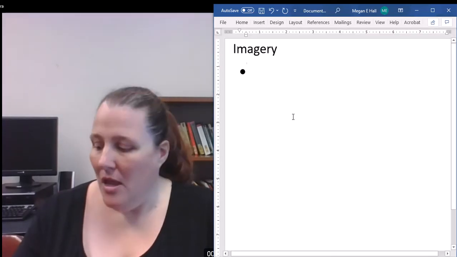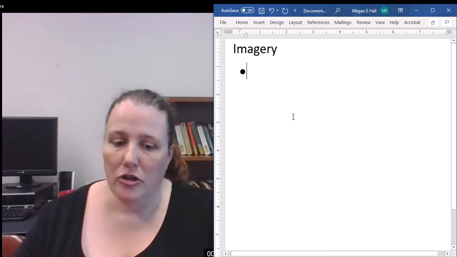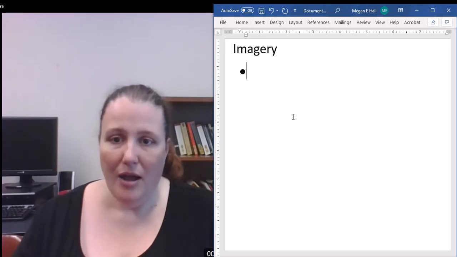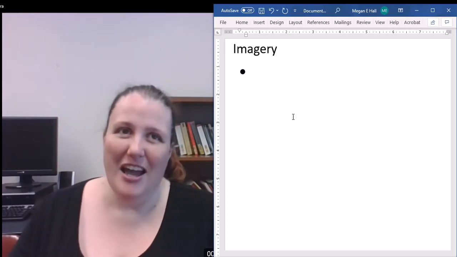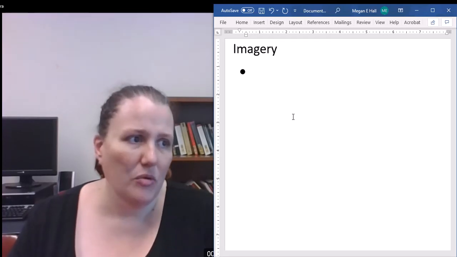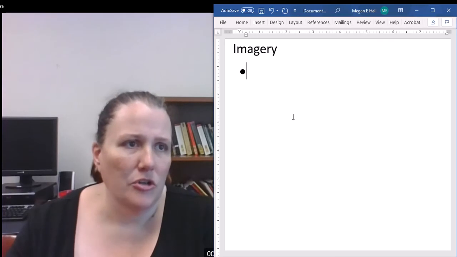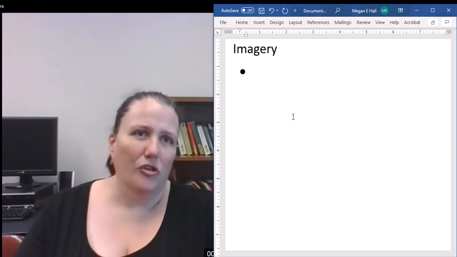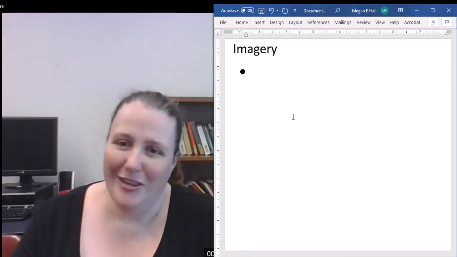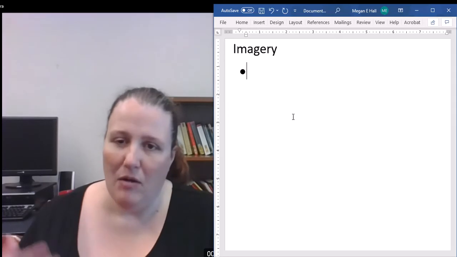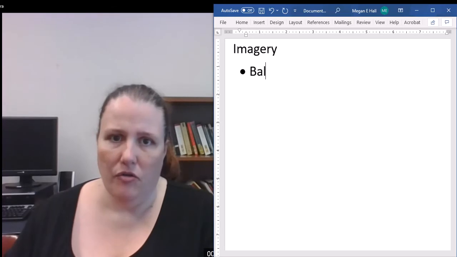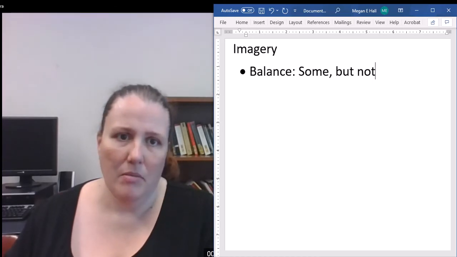I want to say my real first tip, and really my only tip for imagery, is to have some and not have too much. We're going to talk about style in a couple weeks, how much imagery you want to include and what types, and how your sentence structures go when you're talking about imagery. If you have shorter sentences, longer flowy sentences, if you shove a lot of images in there, the word choice you use, all of that really has to do with your style. So I guess tip number one is look for a balance, some but not too much.